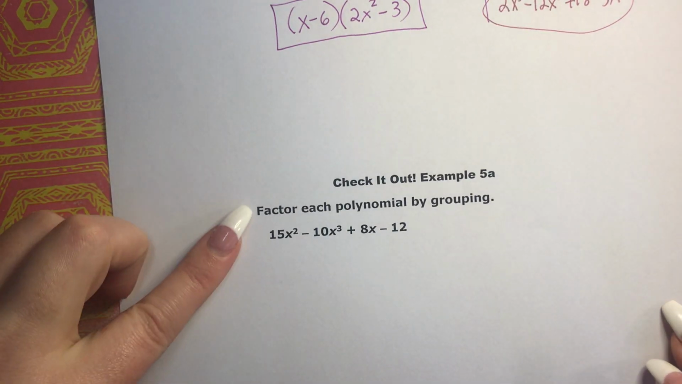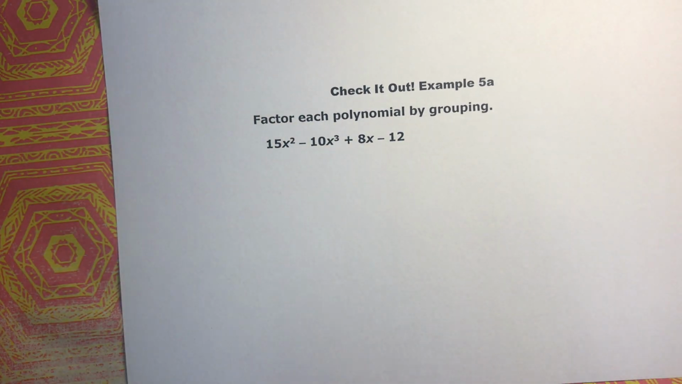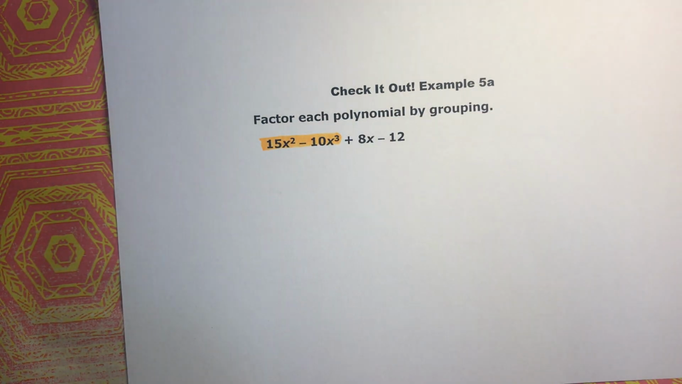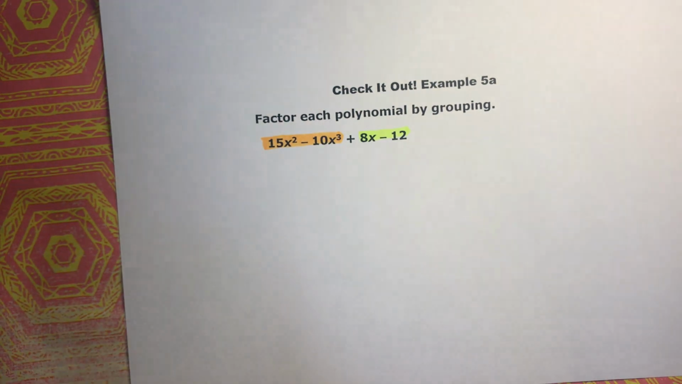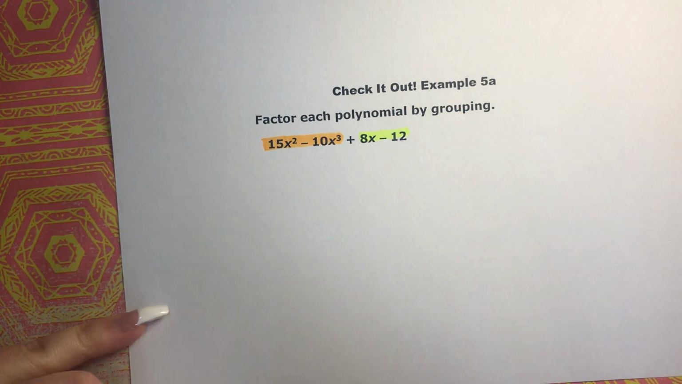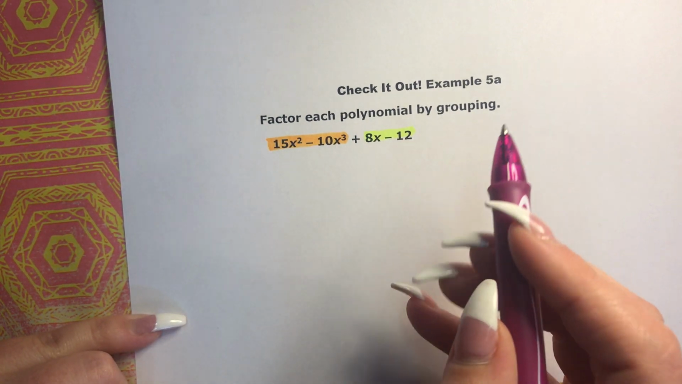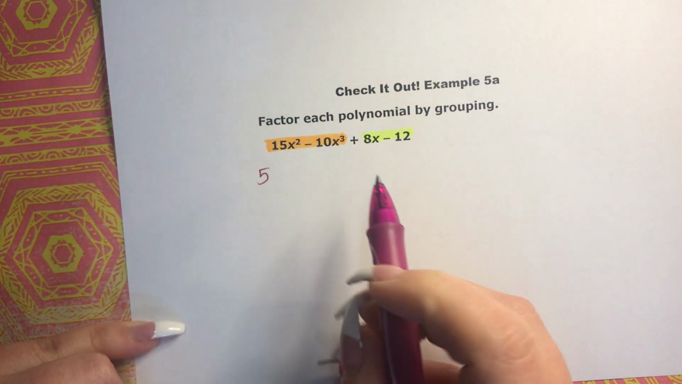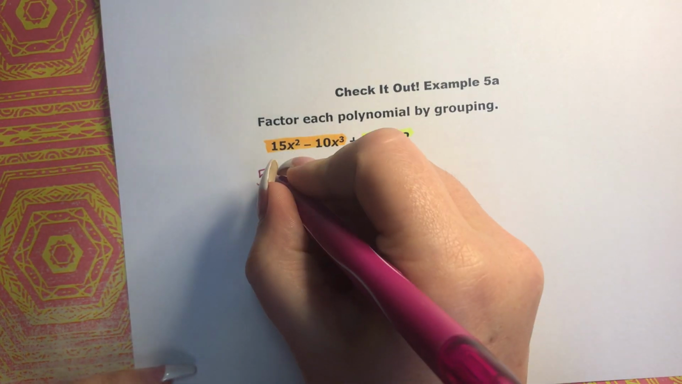Let's go ahead and try this again here. So we have 1, 2, 3, 4. So we're going to factor by grouping. We're going to group these first two together here, and then we're going to group the last two together here. So we're going to factor out what's common here. We have numbers, we have letters. Between 15 and 10, I'm going to say the common factor is 5. And x squared and x cubed, what do you think? The common factor would be x squared.